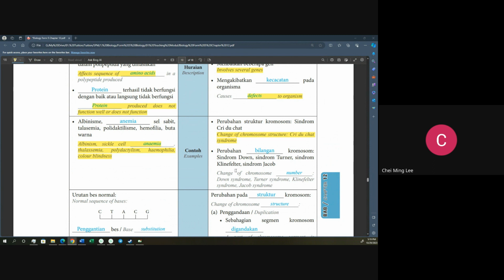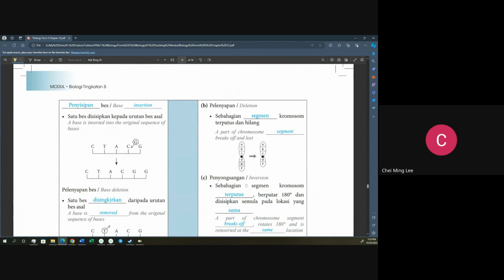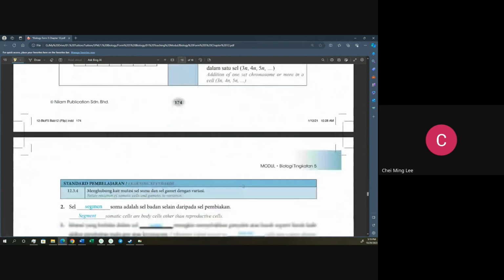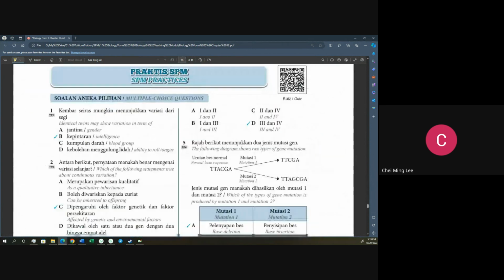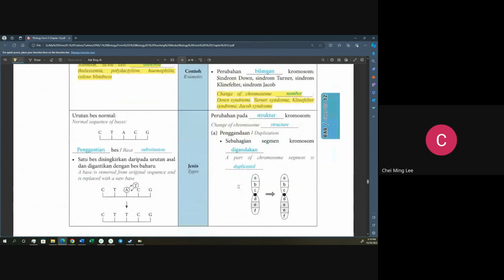And normally this is due to a change of chromosome number, for example Down syndrome, Turner syndrome, Klinefelter syndrome, and Jacob syndrome. I think we will mention them later. Is it? Oh no, he didn't mention it. I thought we should mention. Oh, he didn't mention it in much detail.